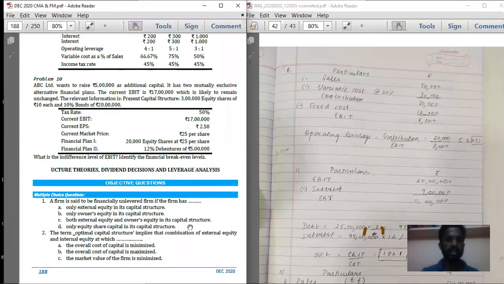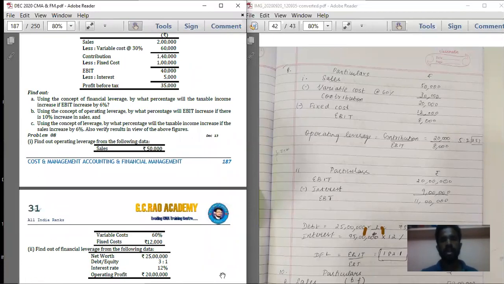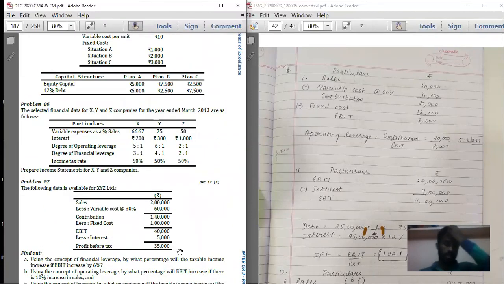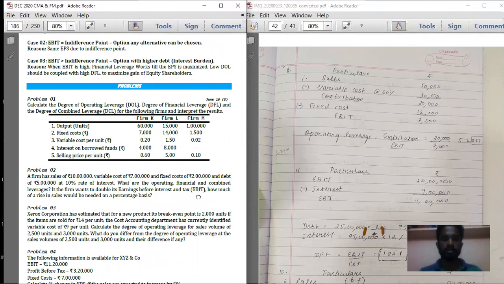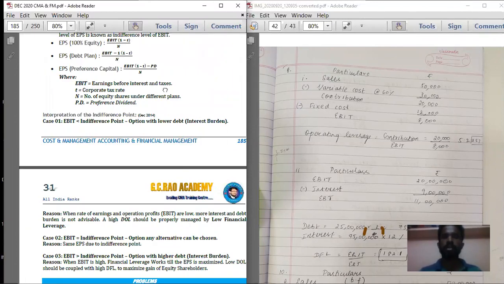So with this, we have completed our leverage analysis. In the next video, we'll start off the next chapter. Leverage analysis is an important chapter, so just work it out as and when you get your videos.